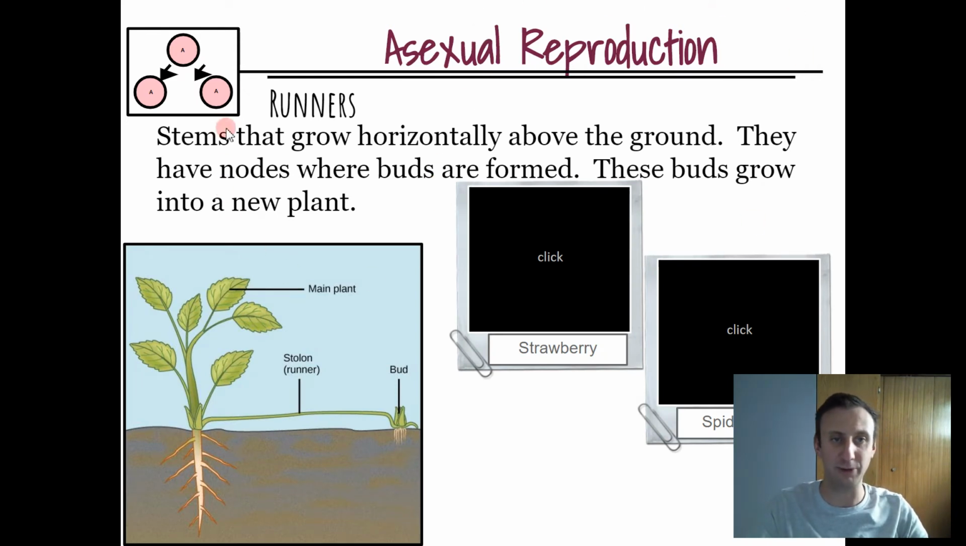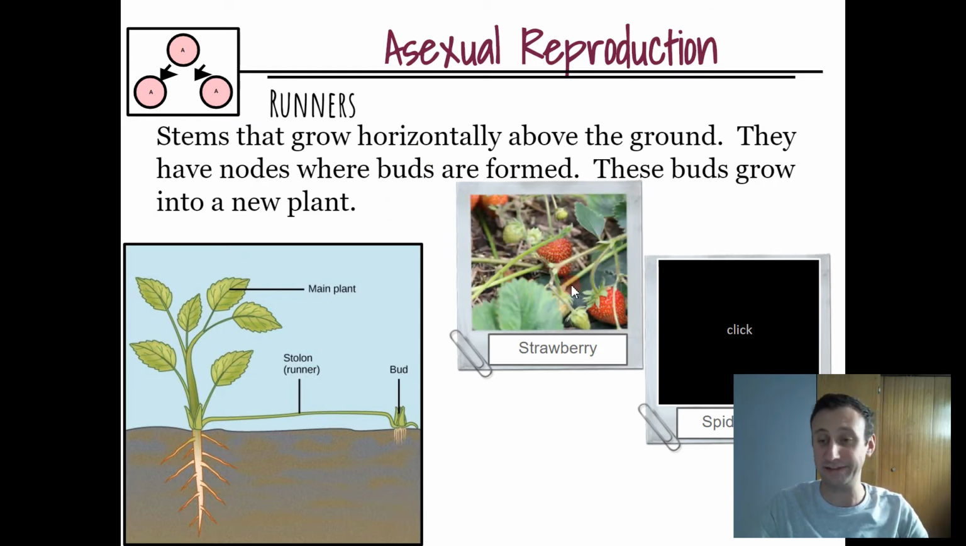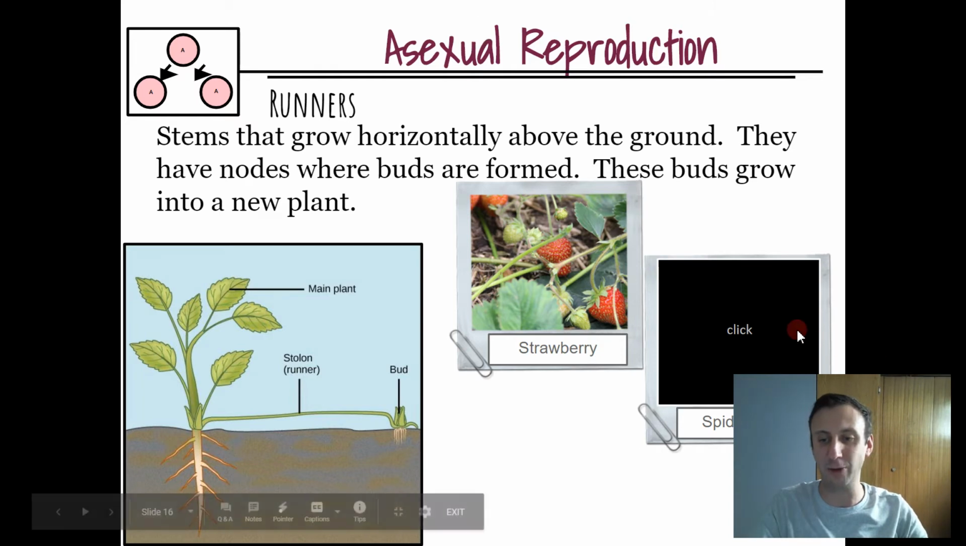Runners are a great example. Runners are stems that grow horizontally above the ground. They have nodes where buds are formed. These buds grow into a new plant. So strawberry plants actually do this. They end up sending out runners and then new plants start out.